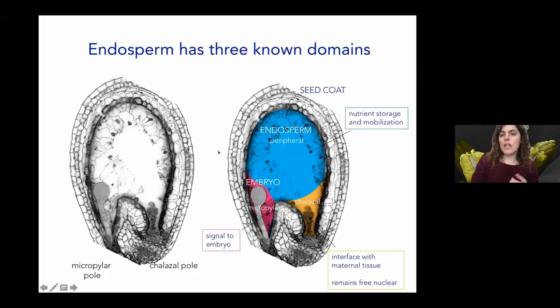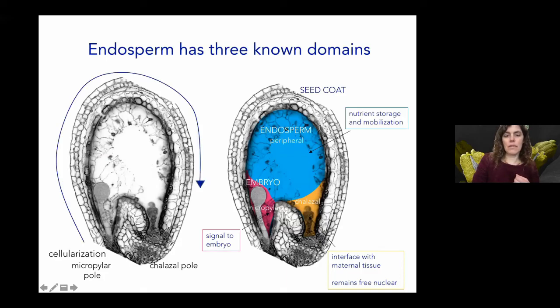So there are 3 known endosperm domains. The micropolar endosperm surrounds the embryo, and we know it's important for signaling to the embryo, developmental patterning of the embryo epidermis. The peripheral endosperm is involved in nutrient storage and mobilization. And the callosal endosperm down here interfaces with the maternal tissue. And unlike the rest of the endosperm, where cellularization of the syncytial endosperm proceeds from this pole here to this pole, the callosal endosperm remains free nuclear for much longer.